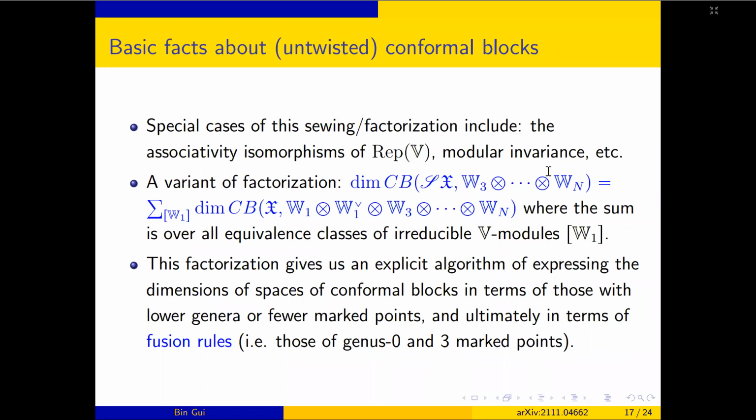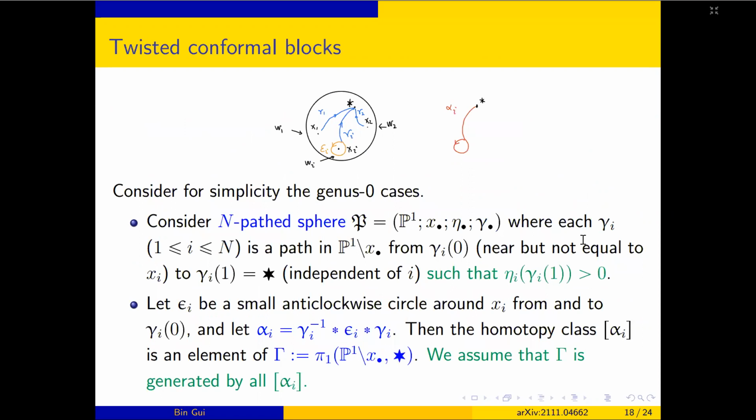It means that you can compute the dimension of the space of conformal blocks for higher genus Riemann surfaces using the data of the lower genus conformal blocks, and ultimately all these dimensions of spaces of conformal blocks could be reduced to the computation of the fusion rules, namely the dimensions of the spaces of conformal blocks associated to 3-point spheres. So this is the importance of the factorization. It gives you a reductive formula to compute all the dimensions of the spaces of conformal blocks. These are about the sewing and factorization. Any questions?